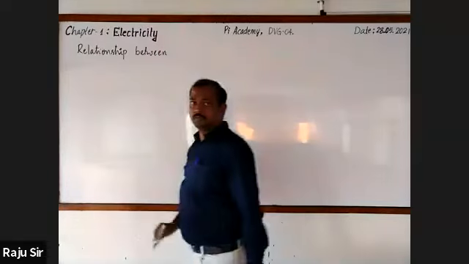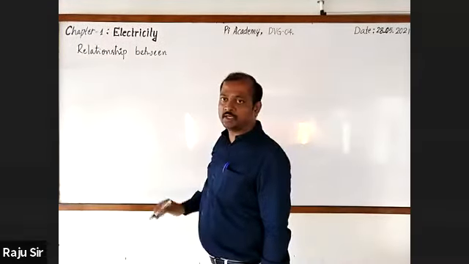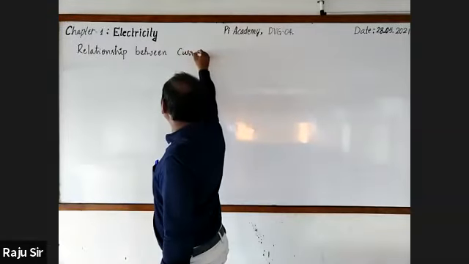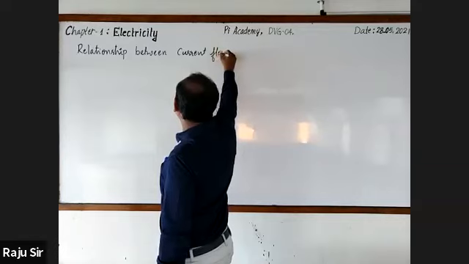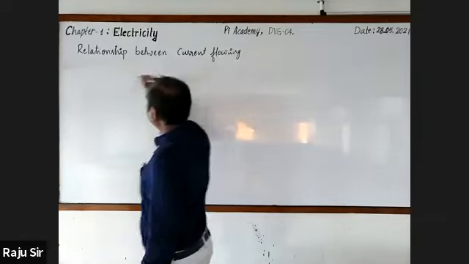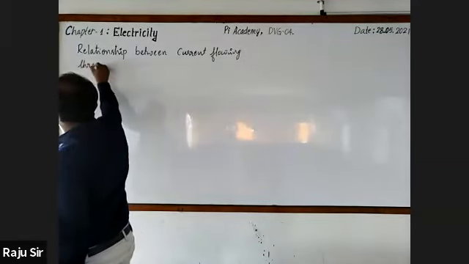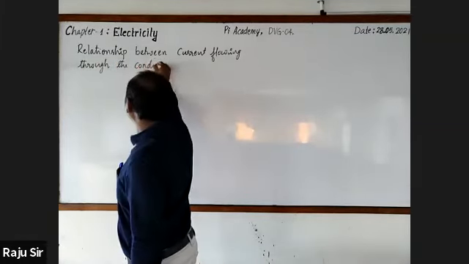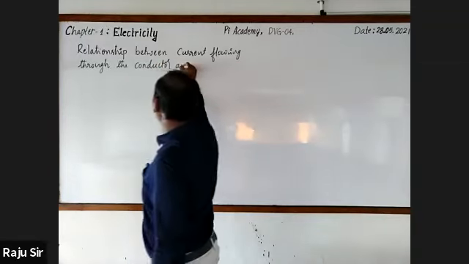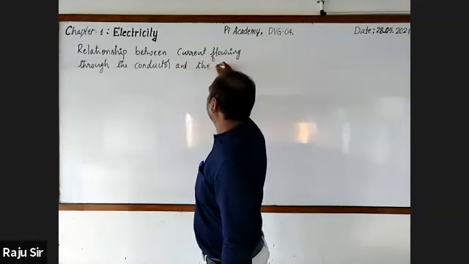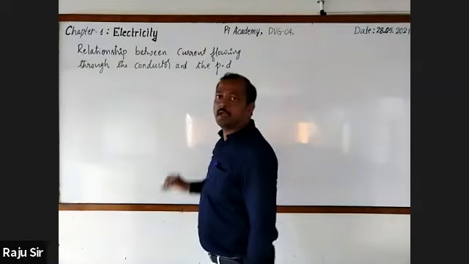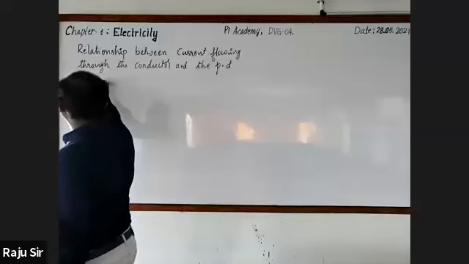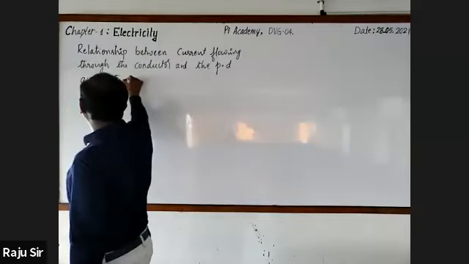Relationship between the current flowing through the conductor. Please write with me. Current flowing through the conductor and the potential difference across its ends, it is side AD. Potential difference across its ends.